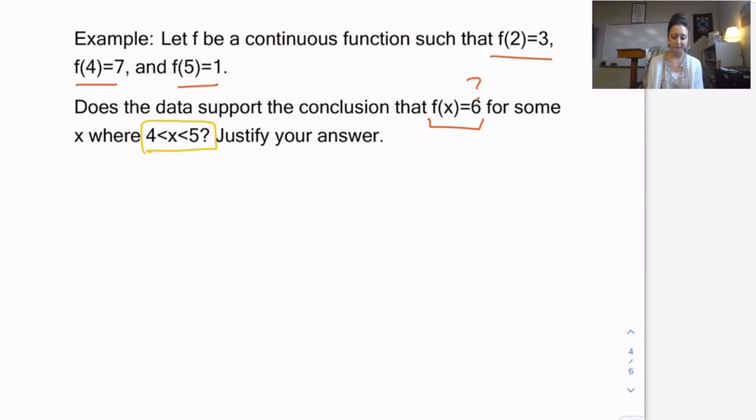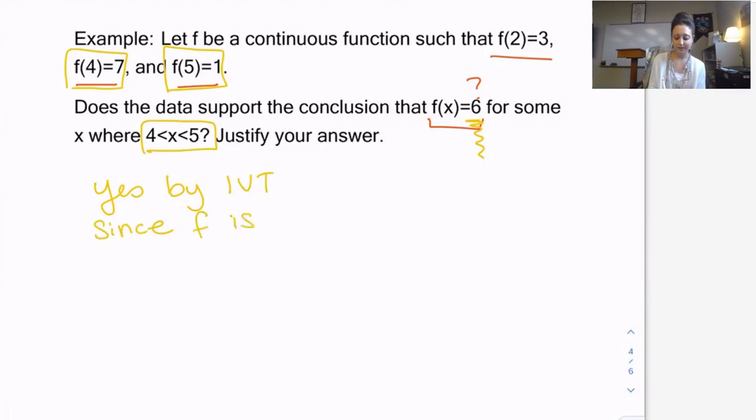Let's find f of 4. Well, f of 4 is 7, and f of 5 is 1. So is this number 6 between 7 and 1? Yeah. Okay, so here's how we're going to say it. We're going to say yes. By what theorem are we using? IVT. And we need to state why we can use IVT. And they told us that f was continuous.